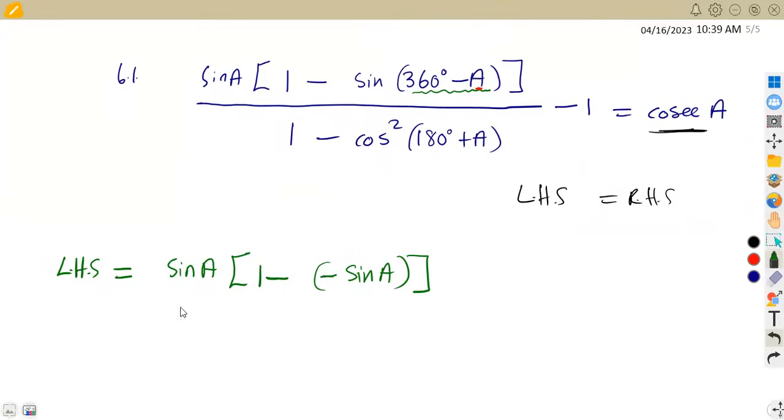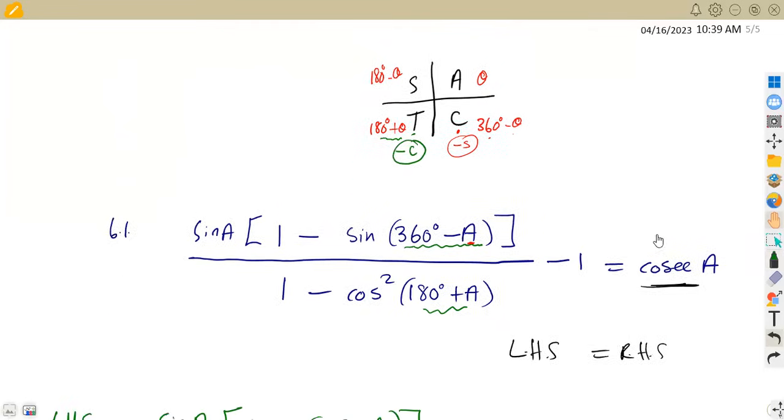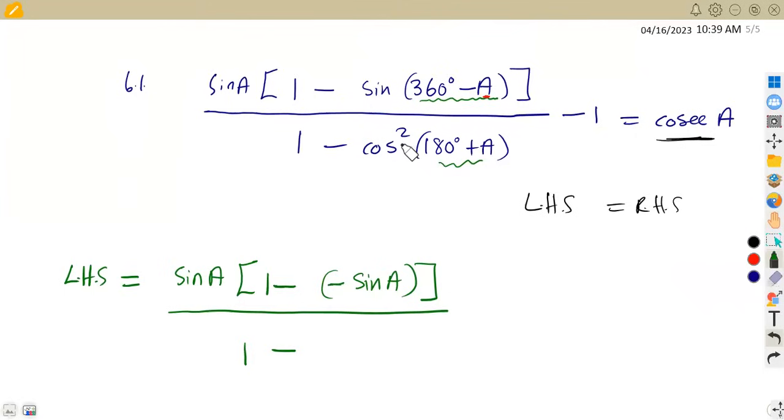We move on to the other part. We have 1 minus cos squared of 180 plus A. We said 180 plus theta is in the third quadrant and is for tan, meaning to say cos is negative. So this is going to give us a negative cos, but take note that our cos here is squared. So this is going to be negative cos of A, being squared like this. Take note of this part, all right?